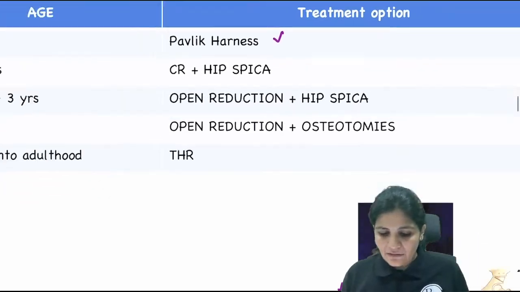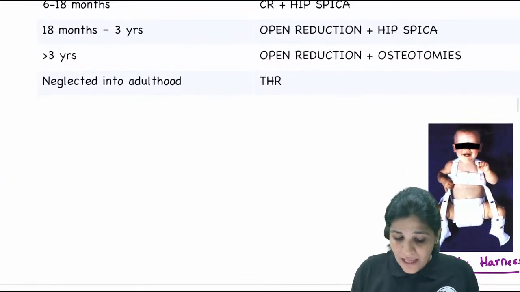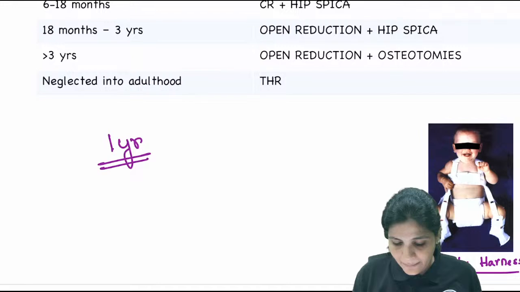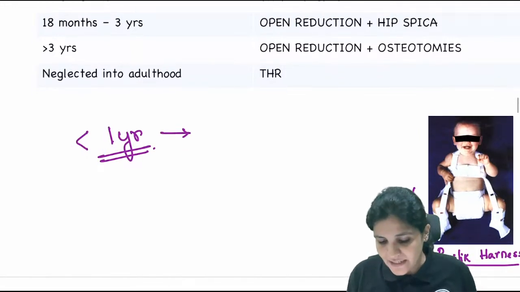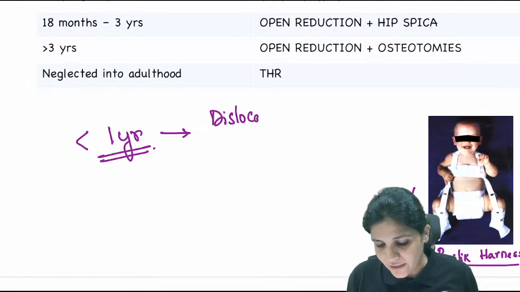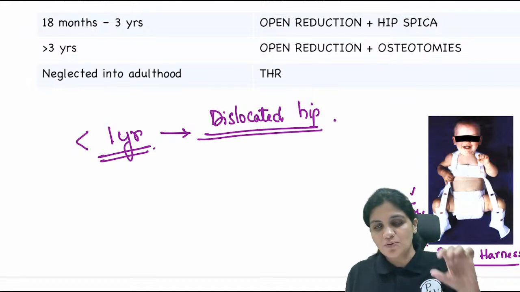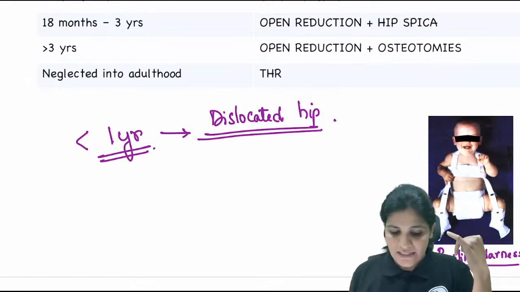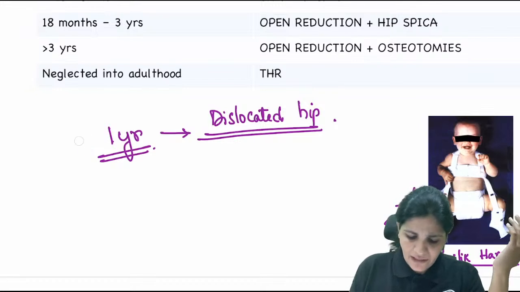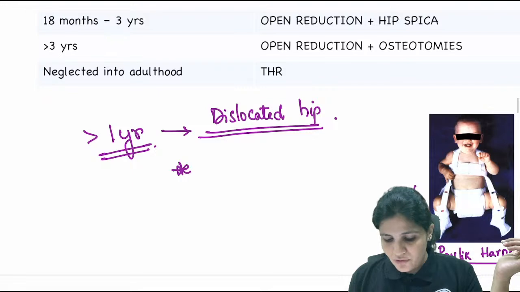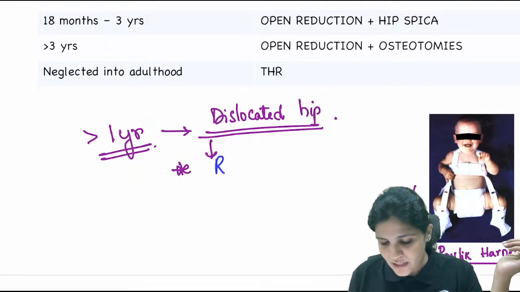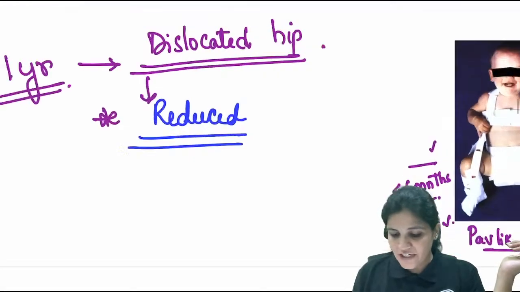Okay. And now what you have to do is, if the baby is less than 1 year, okay. Because after 6 months, what happens is they come with dislocated hips. Now the hip will not sit in the acetabulum, and on the X-ray you see there is a dislocated hip, right? If it is usually more than 6 months to 1 year also, right? So dislocated hip. So what you do? This dislocated hip has to be reduced, right? The treatment of any dislocation is reduction.